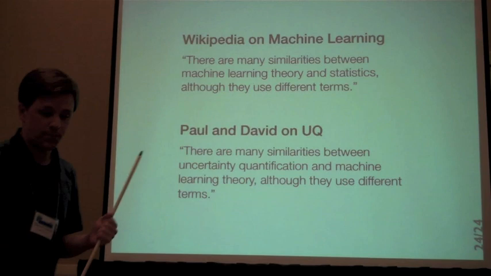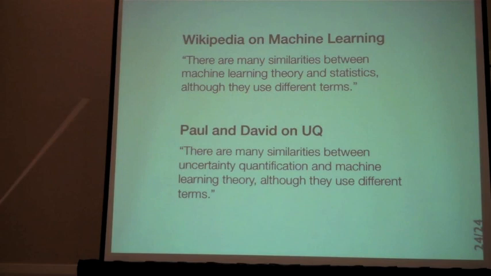But in closing, just one quick comment. If you look at the Wikipedia page on machine learning, there's a quote that says there are many similarities between machine learning theory and statistics, although they use different terms. We think that there are many similarities between uncertainty quantification and machine learning theory, although they also use different terms. They also study slightly different problems, but we think there's a lot of useful information to be gathered from looking at things from multiple perspectives. So thank you, and I apologize for going 2 minutes over time.